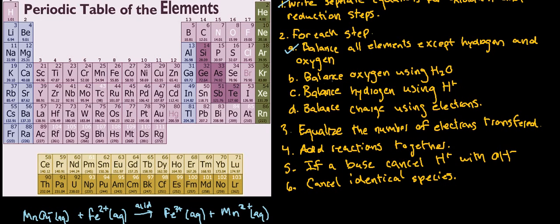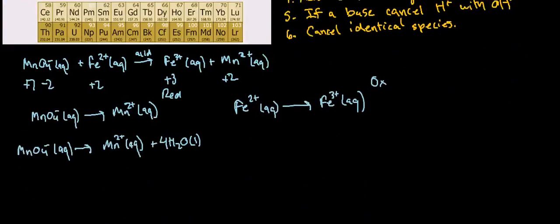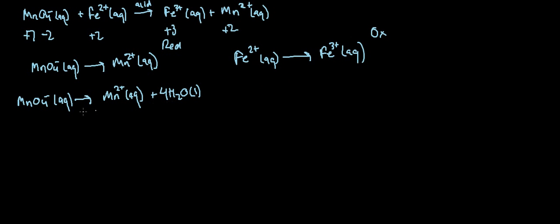I've balanced oxygen using H2O, I need to balance hydrogen using H+. So this side has hydrogens on it now because I've added 4 waters to it. Now this side needs to be balanced out by adding H pluses to this side. Here I have 4 H2O, which means there are 8 hydrogens on this side, so I'm going to add 8 H plus over to the left side.